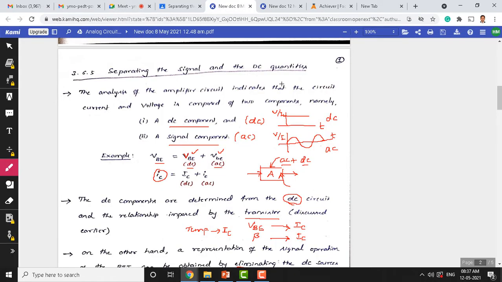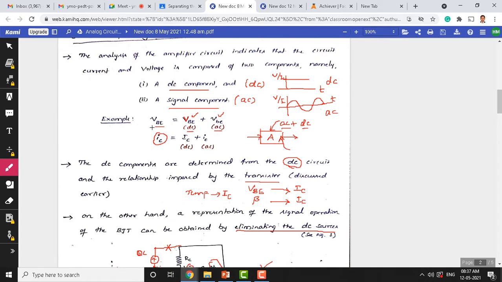Okay, so in the last class we covered separating the signal and the DC quantities. We discussed that in an amplifier circuit there are two components. One is a DC component, the other is an AC component, or signal component. The voltages and currents that we see in an amplifier circuit have both components. We have shown a few examples of how the base emitter voltage has both a DC component and an AC component. Even the collector current has both DC collector current and AC collector current.